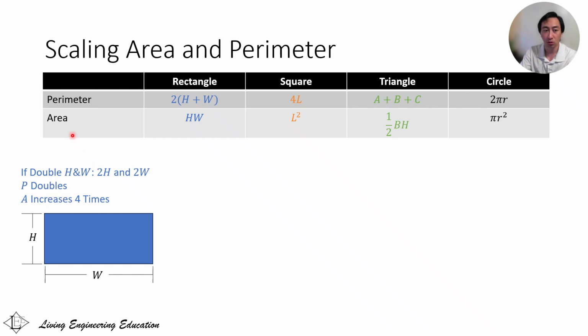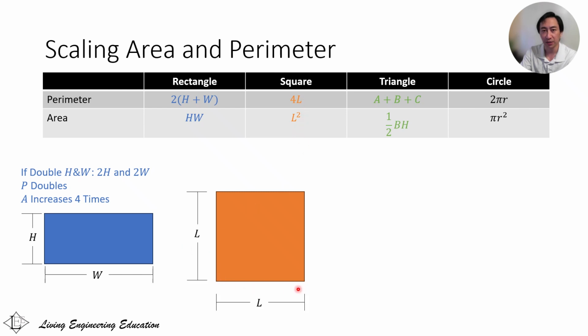If I double the height and the width, again, it'll be 2h times 2w, which is 4hw, so it's 4 times the original area. So you can see that effect. Similarly for a square, if my length scale is L and I double the length, then the perimeter is going to double: 4 times 2L is 8L, which is twice as much as 4L. And 2L squared is 4L squared, so that's 4 times the original area.